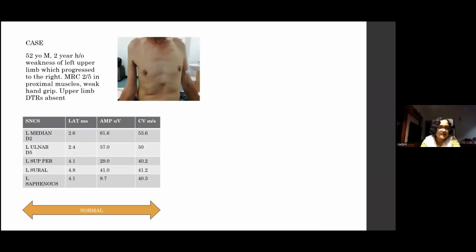The next case, again, a middle-aged man with weakness of both upper limbs, left slightly worse, quite weak actually, almost like the so-called person in barrel syndrome, not able to lift his proximal arms, upper limbs, and the deep tendon reflexes are absent. So there's definitely a lower motor neuron component there. Sensory nerve conduction studies are normal, as you can see, preganglionic localization.